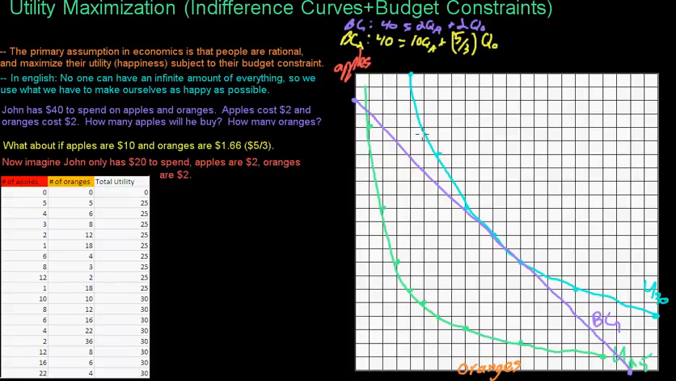For the apples, if we buy no oranges, he will have $40 to spend on apples, which will mean that he will have 4 apples. So we'll go 1, 2, 3, 4. That's just putting in a 0 for the quantity of oranges and solving for the quantity of apples. Then if we put in a 0 for the quantity of apples, we will multiply by 3. So 40 times 3 is 120.